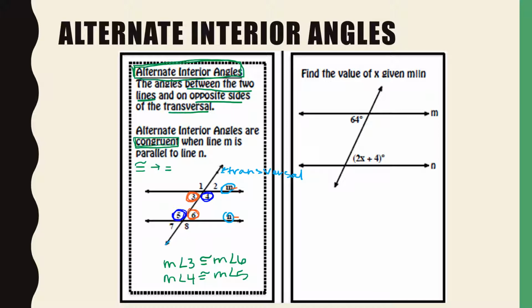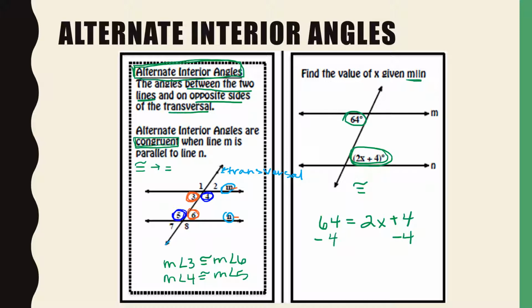Find the value of x given that M is parallel to N. Okay, so thinking they're on the inside, these two angles are on the inside of my parallel lines, opposite sides of the transversal. That's going to be the alternate interior angles. Now again, remember, we know that the alternate interior angles are congruent. So when I set up an equation, I'm going to go 64 equals 2x plus 4. From here, I'm going to solve for x.